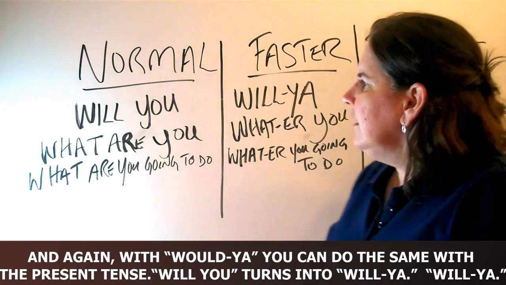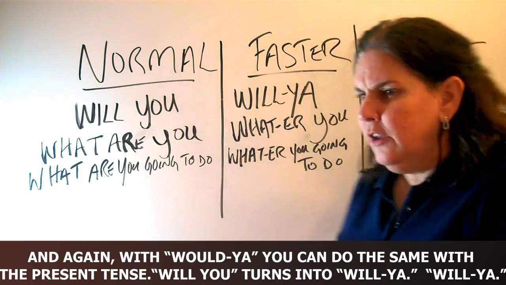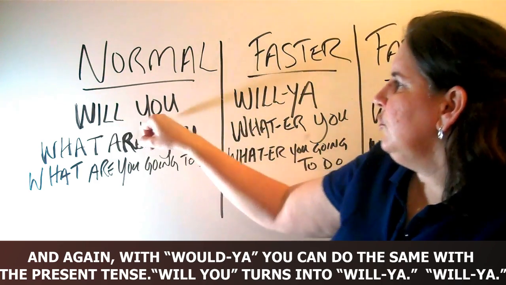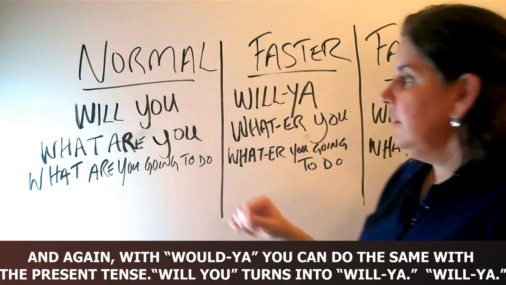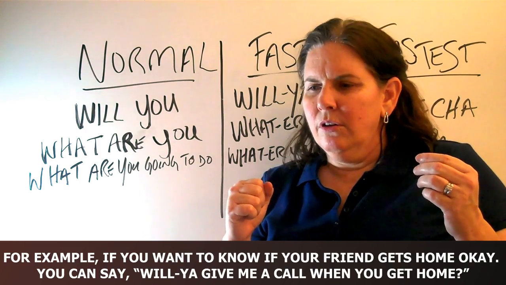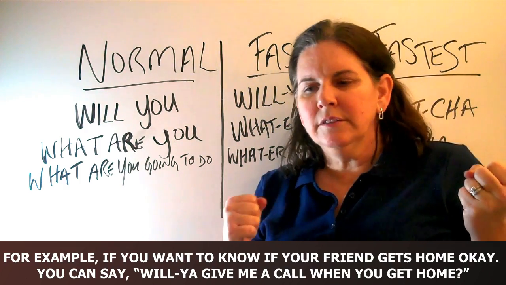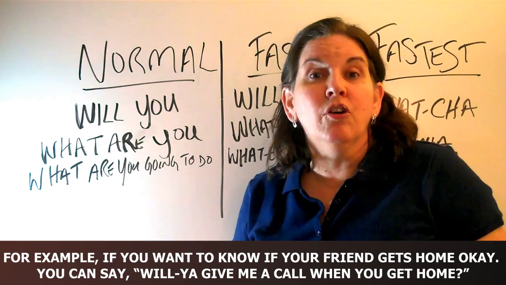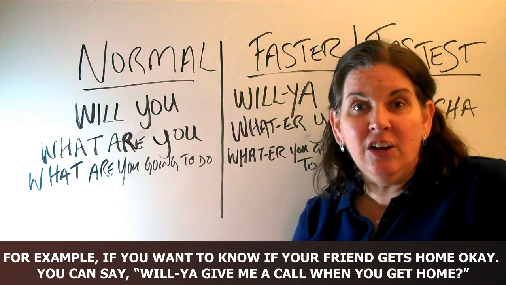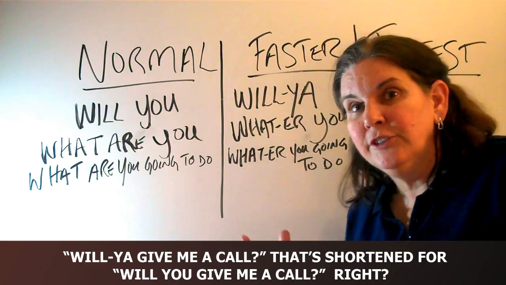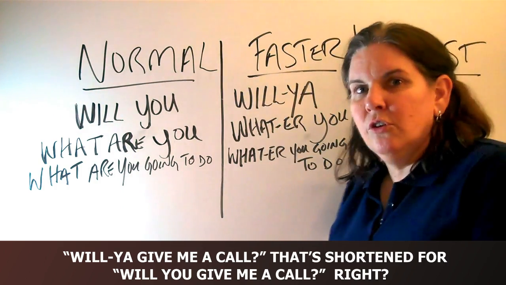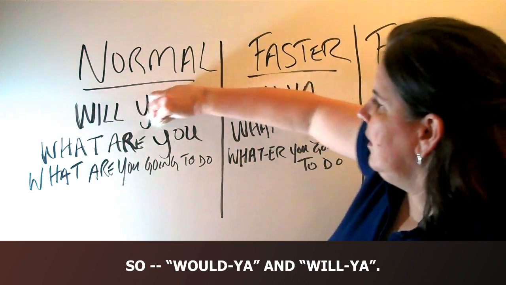And again, with would ya, you can do the same with the present tense. Will you turns into will ya. For example, if you want to know if your friend gets home okay, you can say, will you give me a call when you get home? That's shortened for, will you give me a call? Right? So, would ya and will ya.